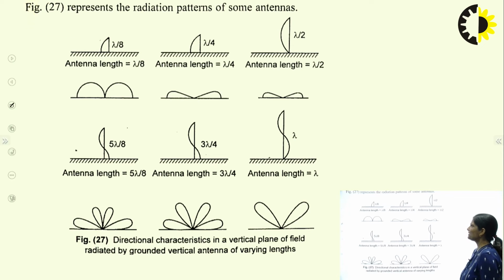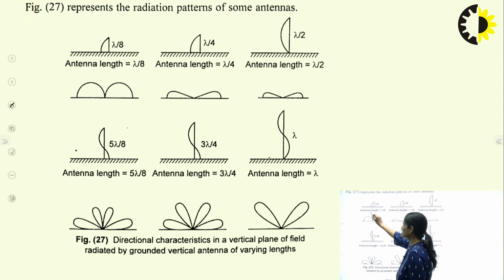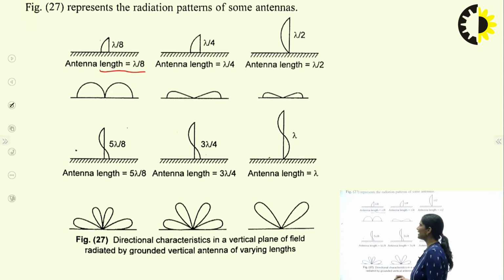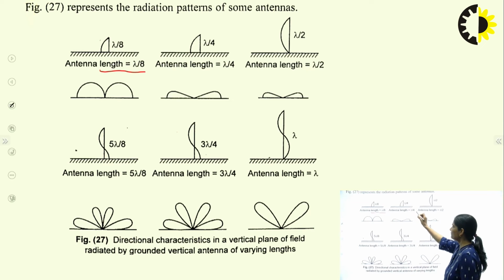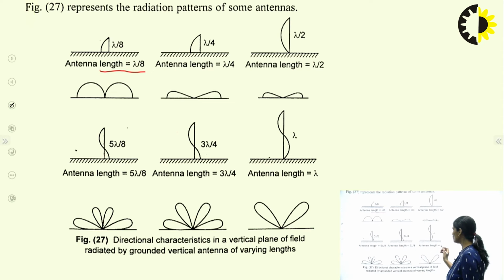Now the radiation pattern of some antennas. For this vertical antenna, you have to find the radiation resistance when the antenna length is lambda by 8. So this is the radiation resistance. This is the radiation pattern for antenna length lambda by 8, and this is the radiation pattern for lambda by 4, lambda by 2, then 5 lambda by 8, 3 lambda by 4, and lambda.